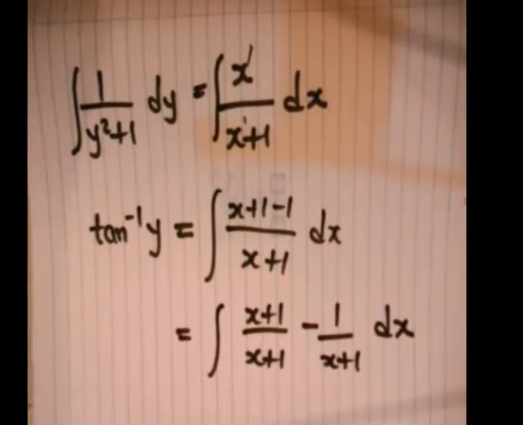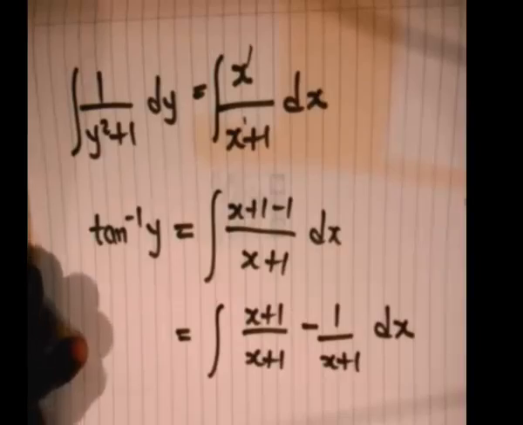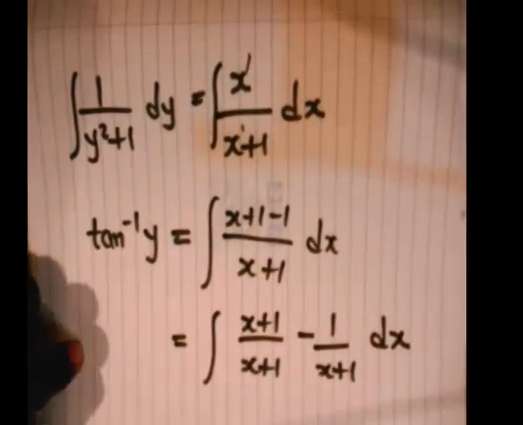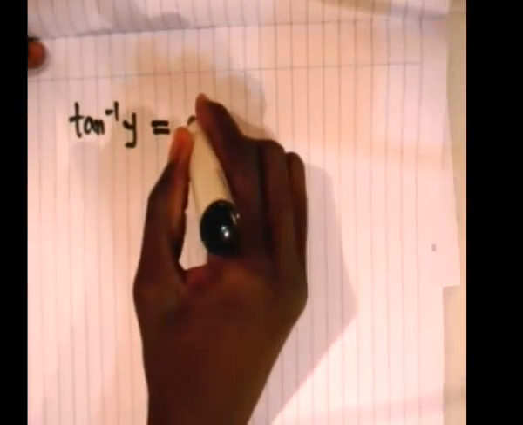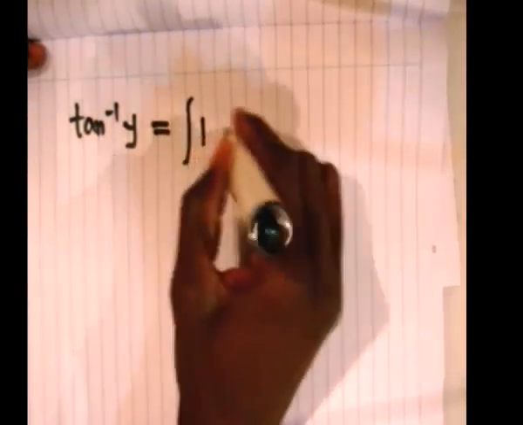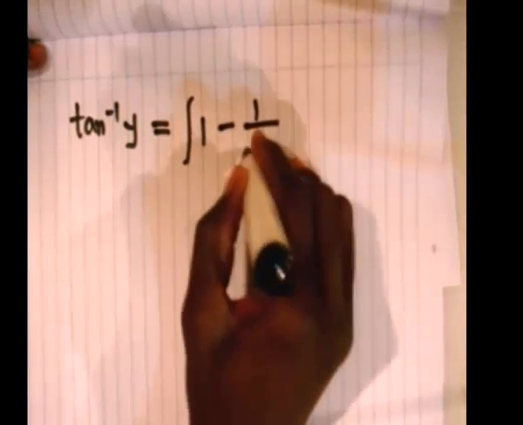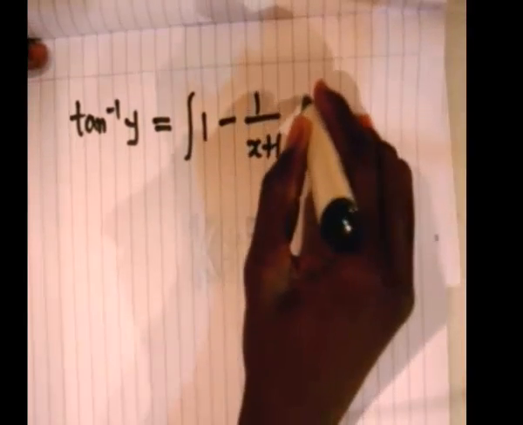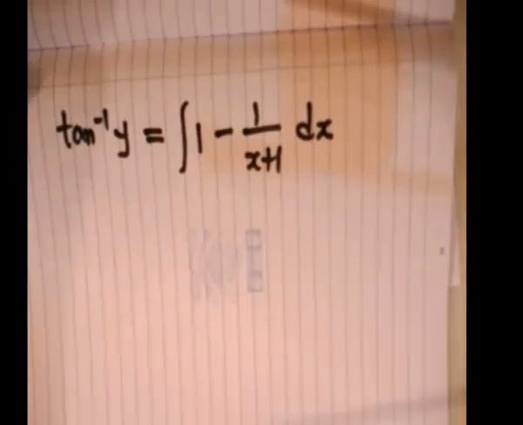This is what we have here. So this one gives us 1. So we have tan inverse of y equals the integral of 1 minus 1 over (x plus 1) dx.